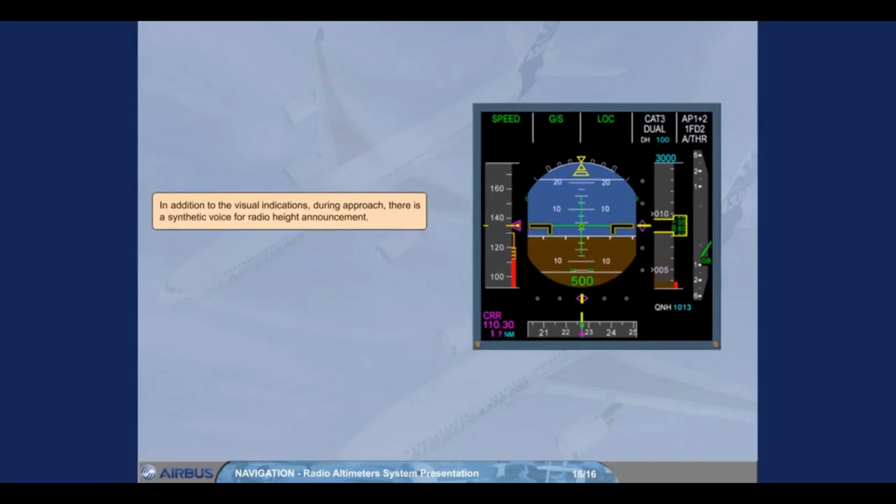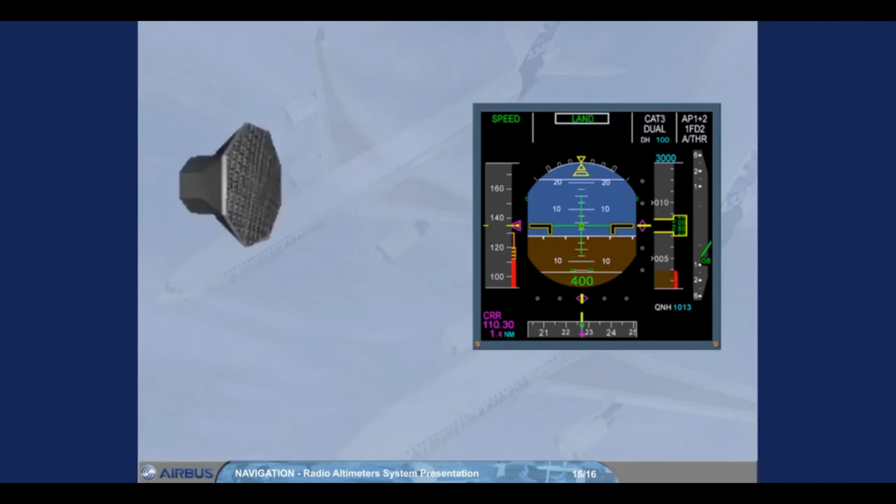In addition to the visual indications during approach, there is a synthetic voice for radio height announcement. Depending on individual airline requirements, auto call-out announcements are made at predetermined radio altimeter heights. Example, 400 at 400 feet radio altitude. These call-outs will be heard even if the loudspeakers are turned off.